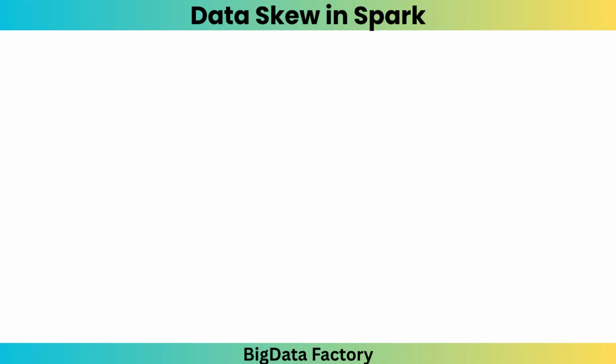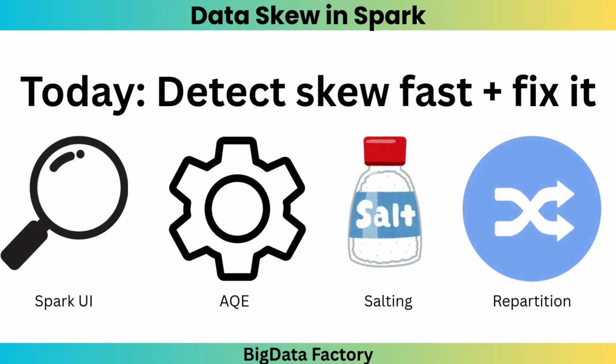In this video, we will do this like a production debug session. What data skew is in one minute, how to catch it fast in Spark UI like a detective, and the fixes you can actually use in real jobs, like AQE (Adaptive Query Execution), salting, and repartitioning. By the end, you will know exactly what to try first and how to confirm it worked.